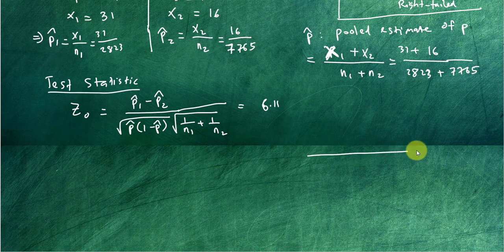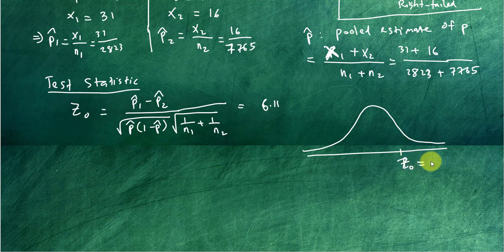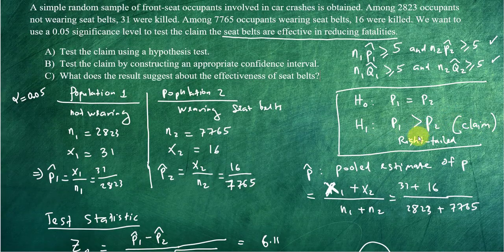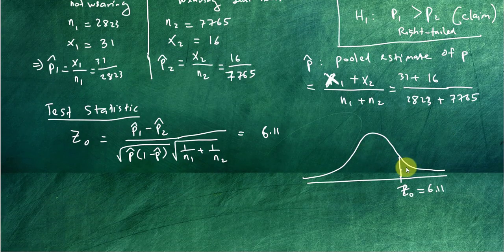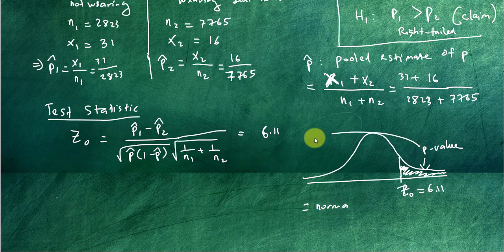We need to draw the normal curve. This is Z0, and Z0 is 6.11. The claim is a right tail, so that should be all the values to the right. This is the p-value, the area to the right here. I can find the p-value very simply, using the normal CDF function on my TI-84.